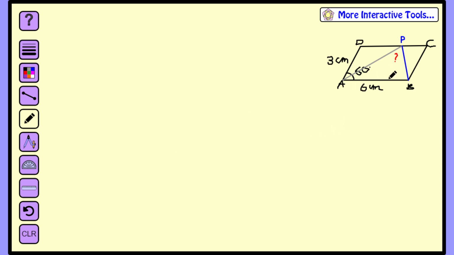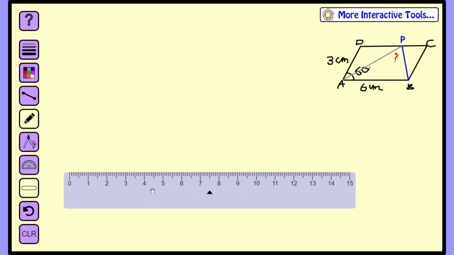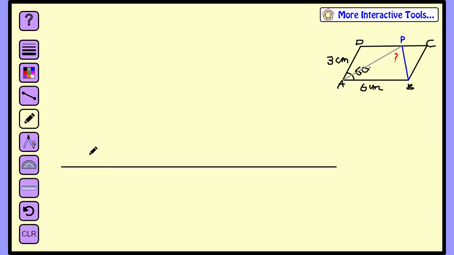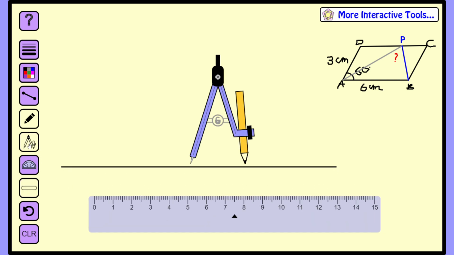So let us, based on that, I have drawn this rough diagram. Now let us proceed with the construction. To begin, take your scale and draw your baseline of any length. Use the scale and the compass.